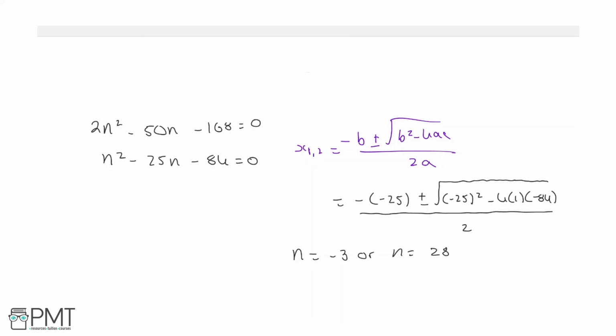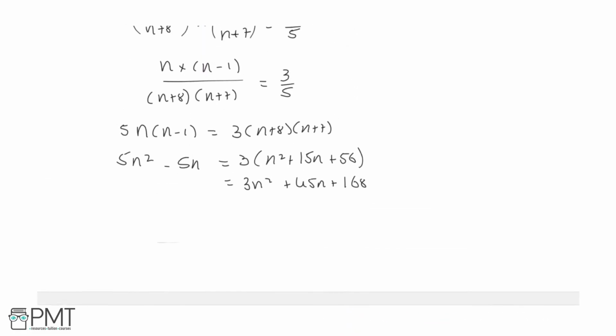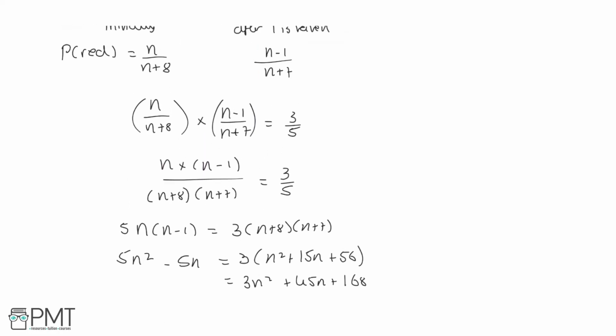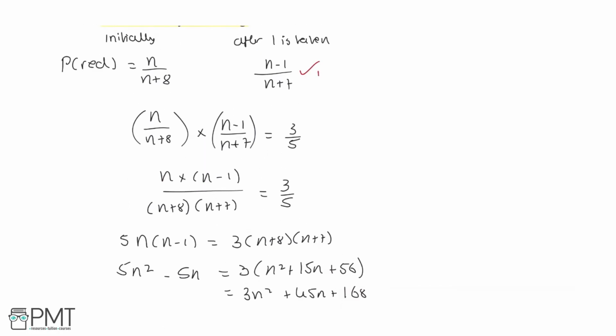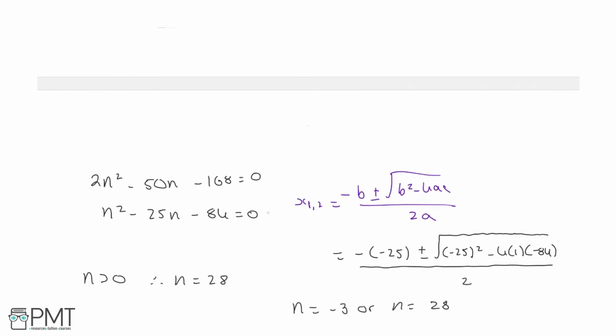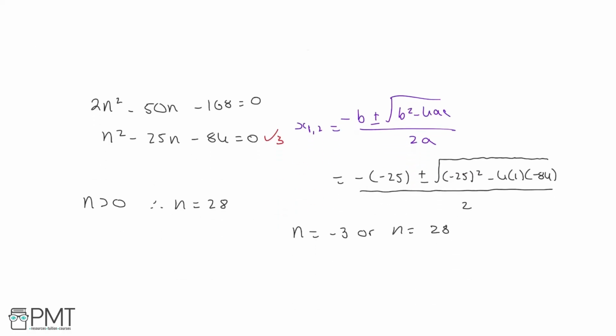Now, n is the number of sweets. We can't have negative sweets, so we have to state here that n has to be greater than 0, and in turn, n equals 28. So this part is worth 5 marks. The first mark comes from stating somewhere that you're using the two fractions n over n plus 8 and n minus 1 over n plus 7, so that's your first mark. Second mark comes from creating this fraction. Third mark comes from clearing this fraction to get a quadratic in this form. Fourth mark comes from solving this quadratic, so using the quadratic formula. And then fifth mark comes from getting 28 as your final answer.